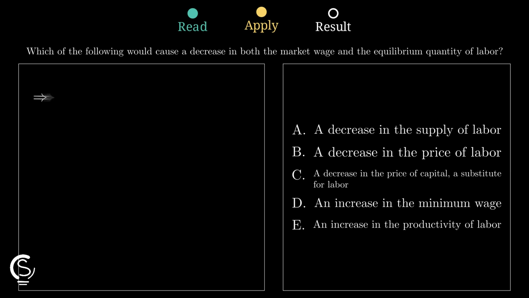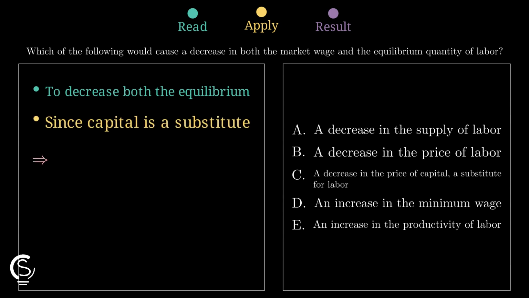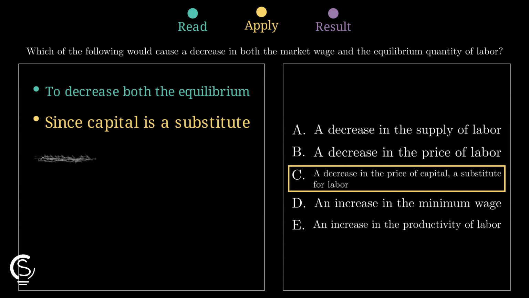Now check option C. If capital gets cheaper and capital is a substitute for labor, firms switch toward capital and hire fewer workers, which shifts labor demand left. That leftward demand shift lowers the market wage and lowers equilibrium labor hired, so option C is the only choice matching both directions.